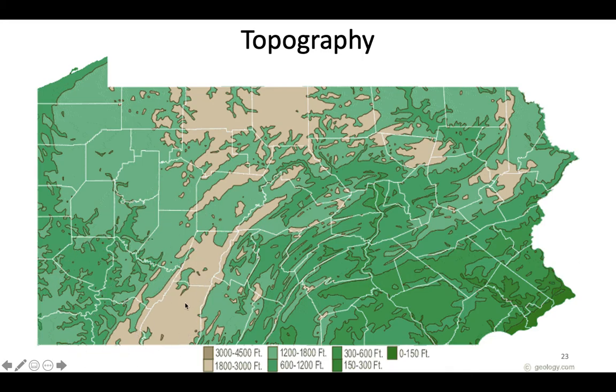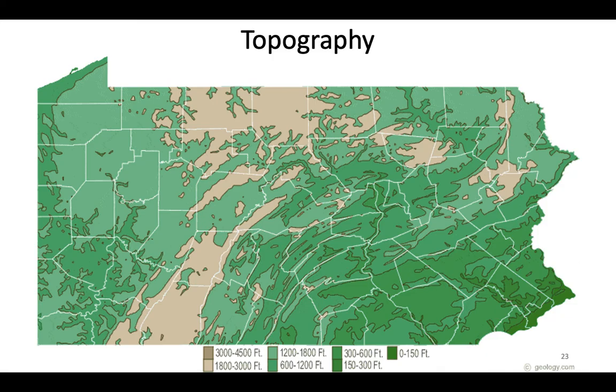Another thing that can influence climate on a smaller scale is topography. And topography is just changes in elevation and structural features of the land. This is a topographical map of Pennsylvania. So, oh boy, where are we? We're like around here somewhere.